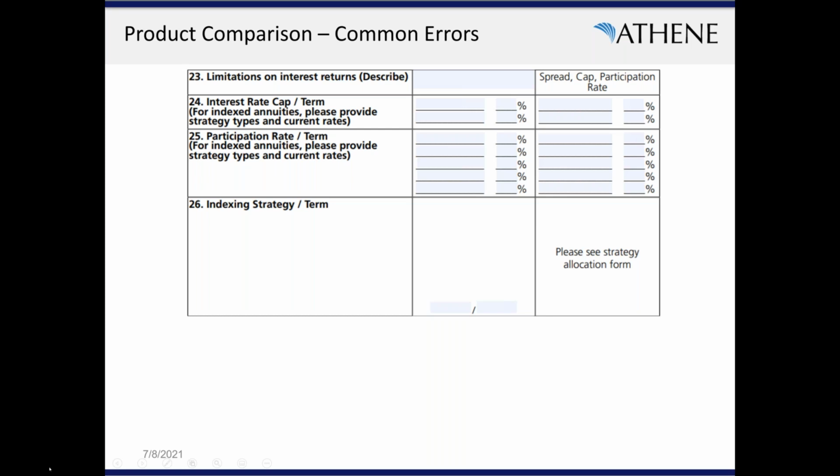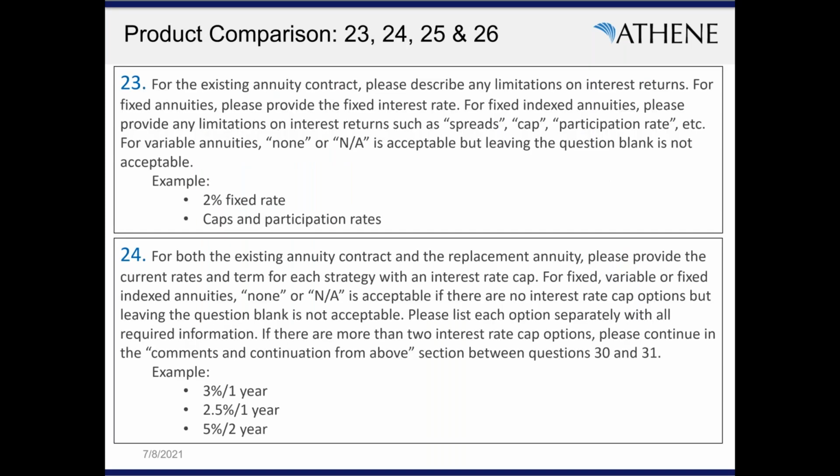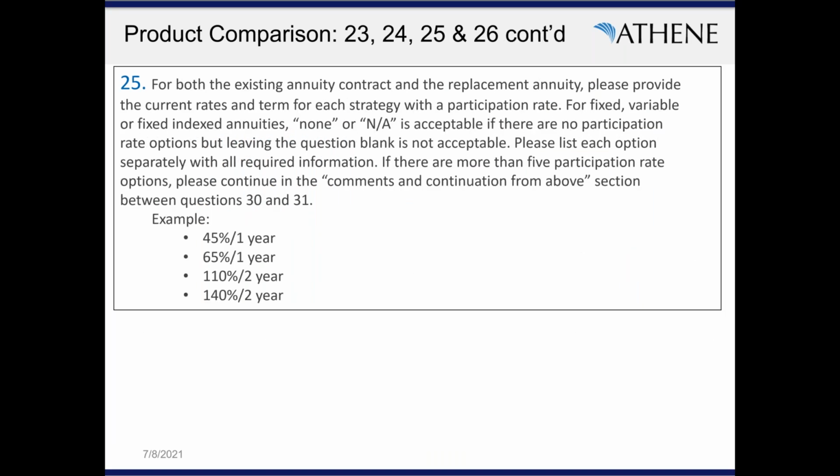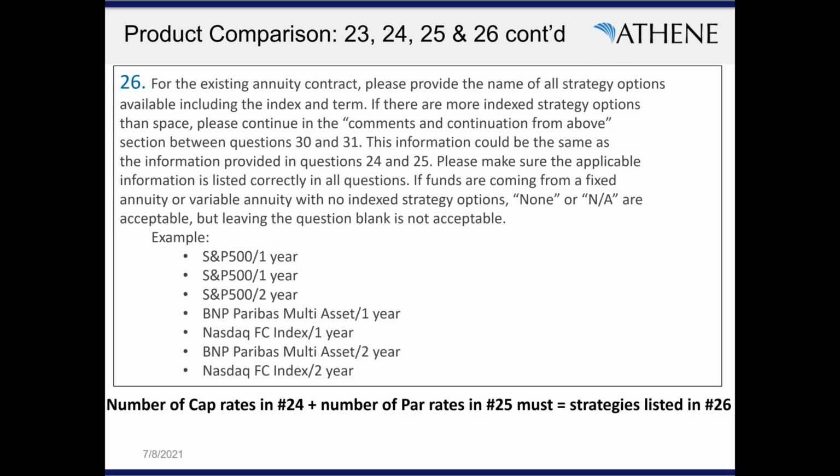For 24 and 25 on the PCW, do you need the name of the index to correlate? No. That's a great question, because we want to make sure it's 100% clear. On 24, you do not put the index name. On 25, you do not put the index name. All they want is, going back to 24, here's an example: 3% 1 year, 5% 2 year. On 25: 45% 1 year, 110% 2 year. Nowhere for 24 or 25 does it ask for the index name, so make sure you do not put that. That's what you put in question 26.